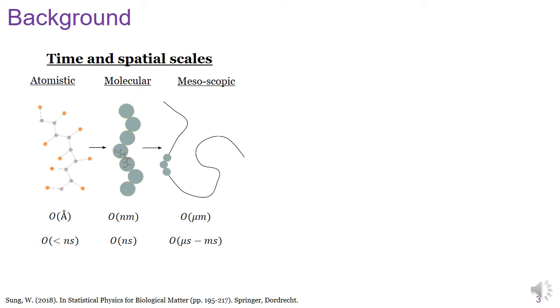For much larger polymer property approximation, one has to resort to mesoscopic simulations. The length scale is on the order of micrometers, and the time is about microseconds to milliseconds. Since we're interested in polymer conformation, we're focused on mesoscopic simulations.